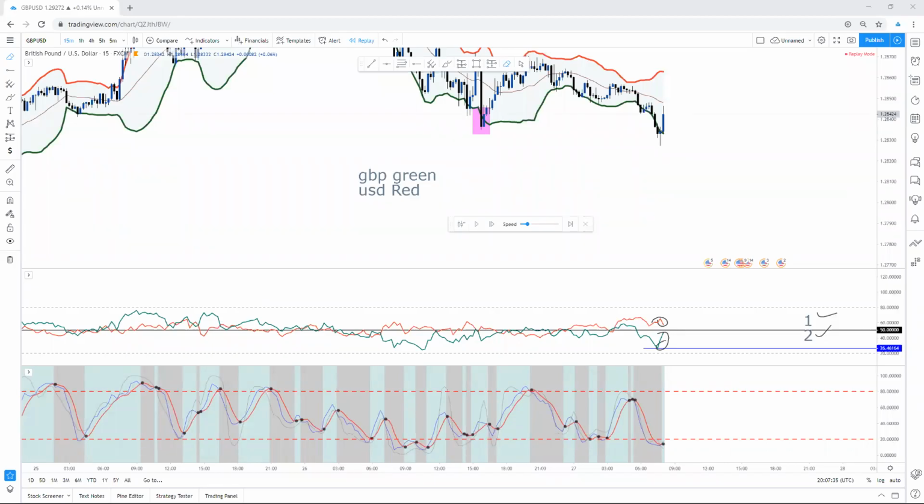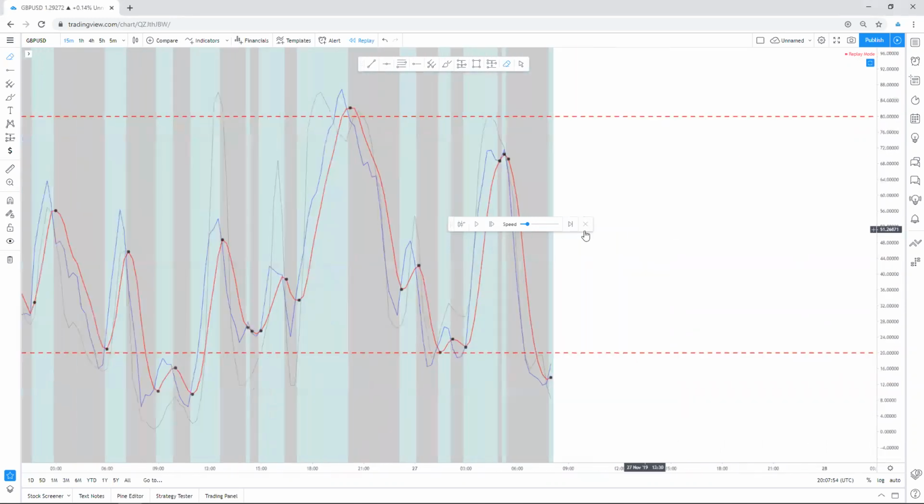Welcome back, guys. So for this video, we're going to go over the last confirmation, which is the stochastic. Again, guys, you have to use the specific stochastic because it gives you extra confirmation that other stochastics don't give. All right. For this stochastic, let's talk about the indicator real quick.